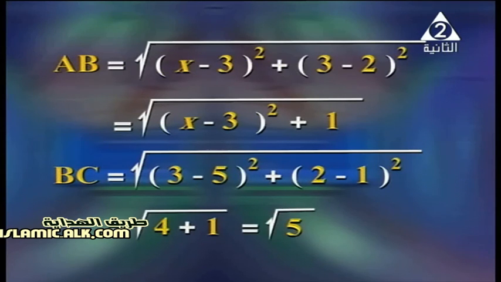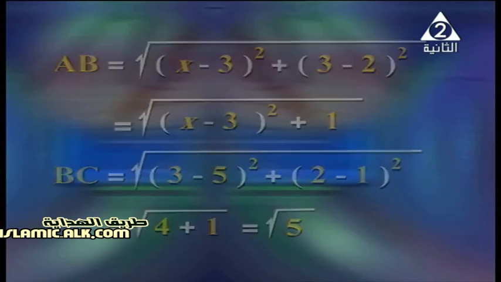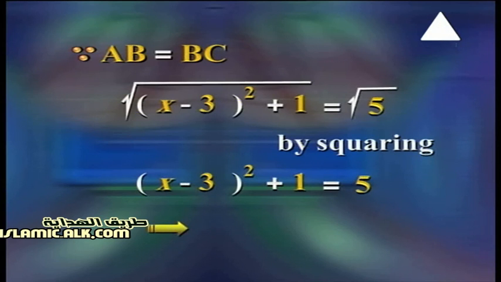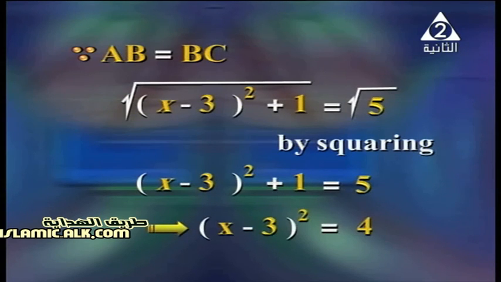Now you have AB equals BC. So since AB equals BC, you are going to find that square root of (x minus 3) all to the power of 2 plus 1 equals square root 5. By squaring both sides of the equation, you are going to find that (x minus 3) all to the power of 2 plus 1 equals 5. Then what about (x minus 3) all to the power of 2? It is 5 minus 1 equals 4.